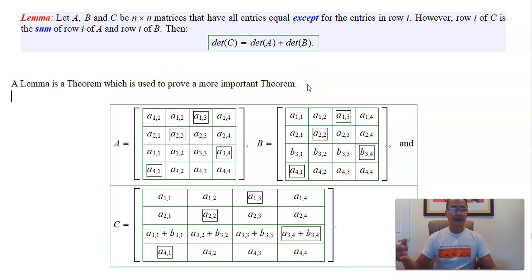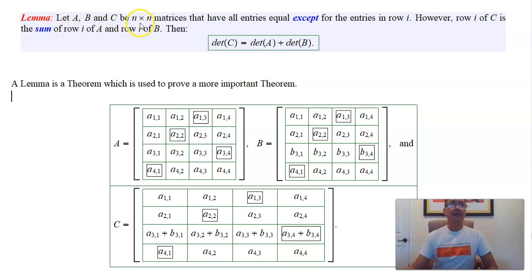So in this case, that theorem is the formula for a type 3 row operation, that you don't change the determinant of the matrix when you perform a type 3 operation on it. Okay, so we have to read this theorem very carefully.